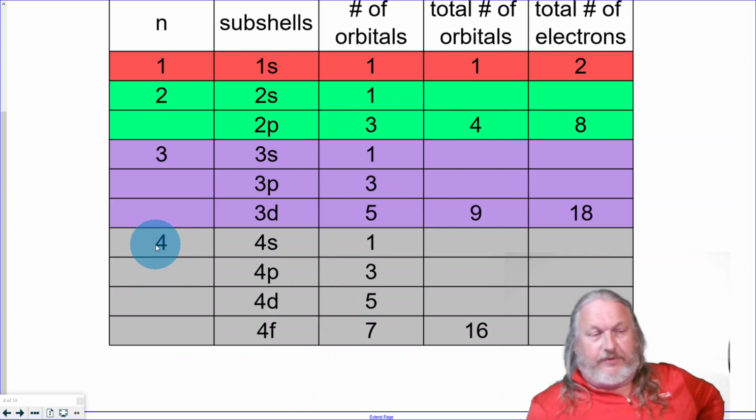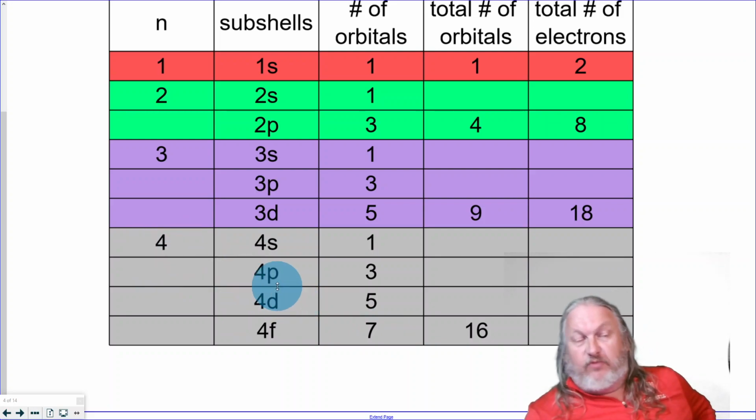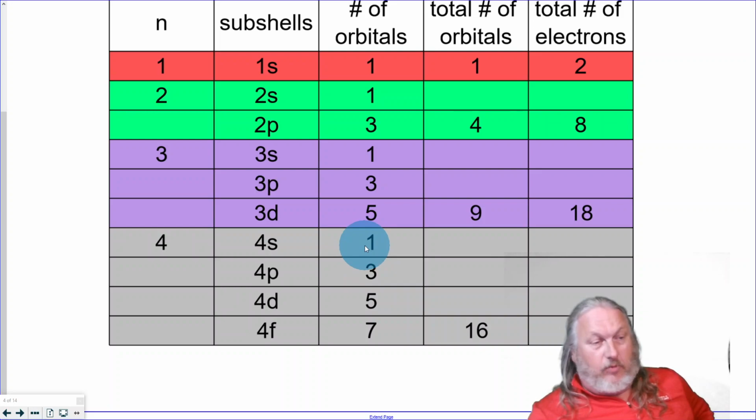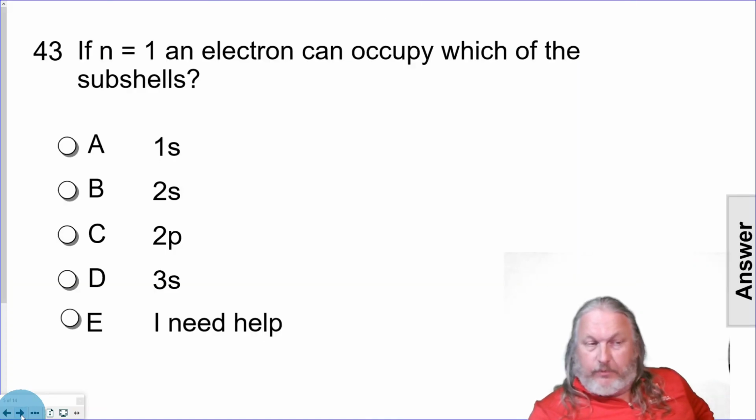The fourth energy level, all right? You can have 4 different types of subshells. The S, the P, the D, and the F. The S can only have 1 orbital. The P can have 3, the D can have 5, the F can have 7. If I add all those up, that gives me 16 total orbitals. Well, you can have 2 electrons in each of those orbitals, so you can have a total of 32 electrons in the fourth energy level. Again, we're all building on top of it.